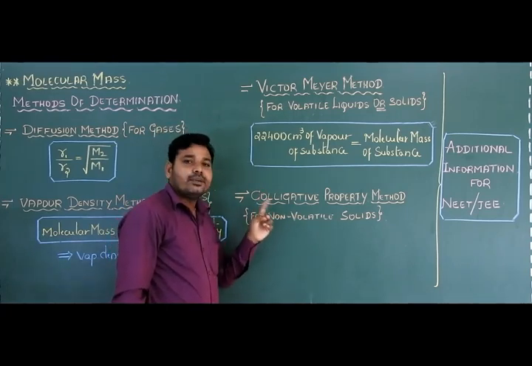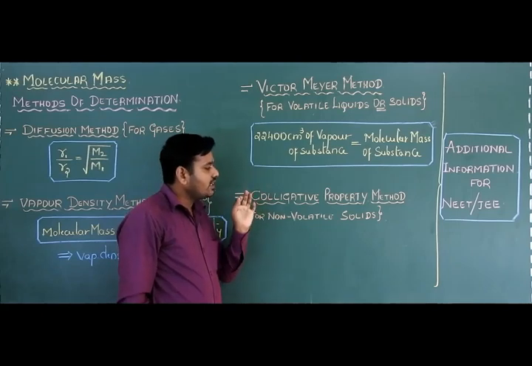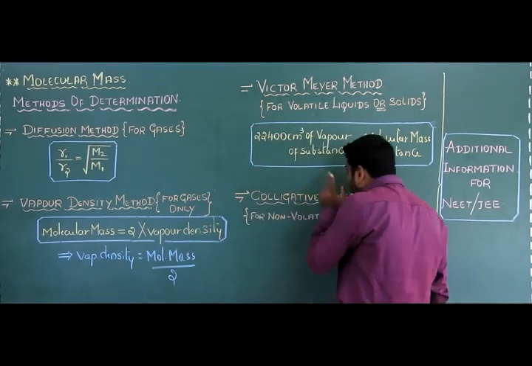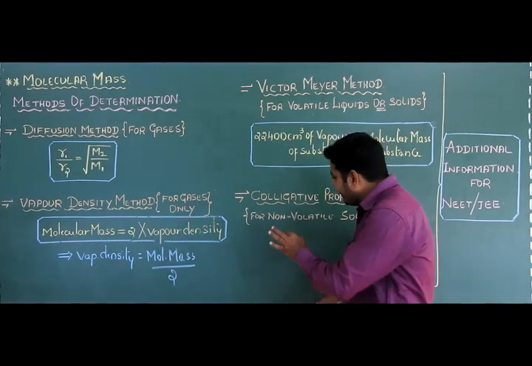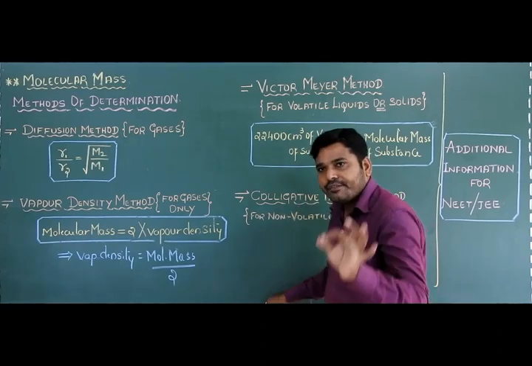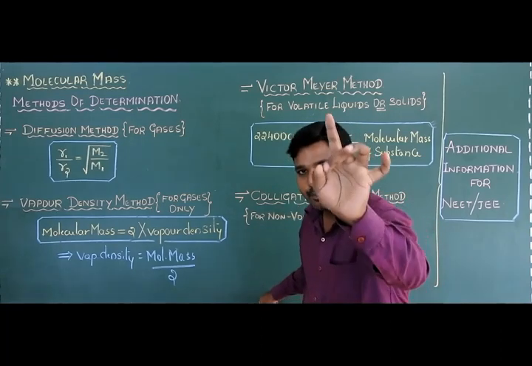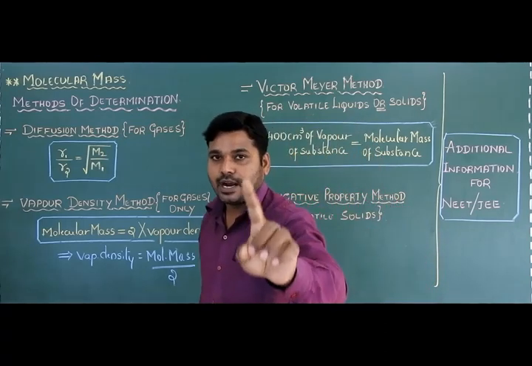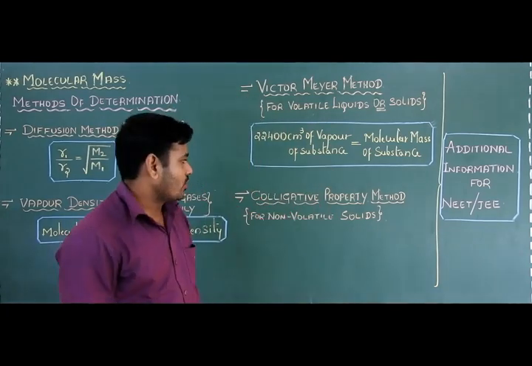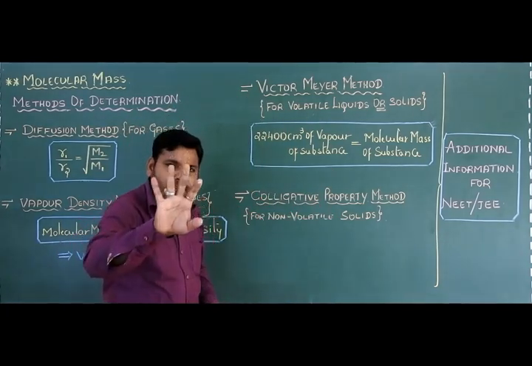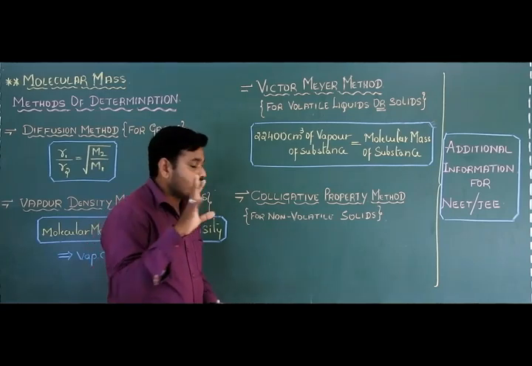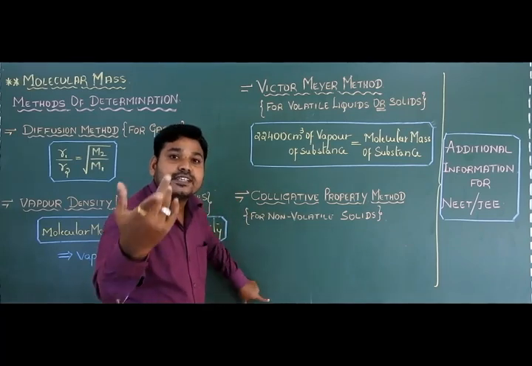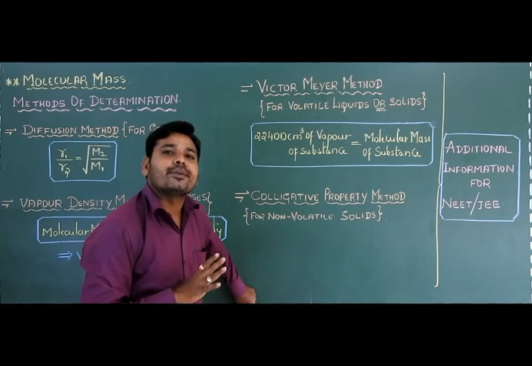And the colligative property method is applicable only for non-volatile solid substances, students. And here, colligative property means the property of a solution which depends on the number of solute particles but not on the nature of the solute particles. So that itself we call a colligative property, students. You just remember this method, okay, because once again we'll discuss this colligative property in detail in the PUC second year under the solution chapter, students.